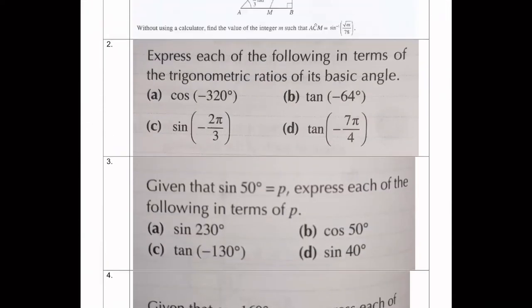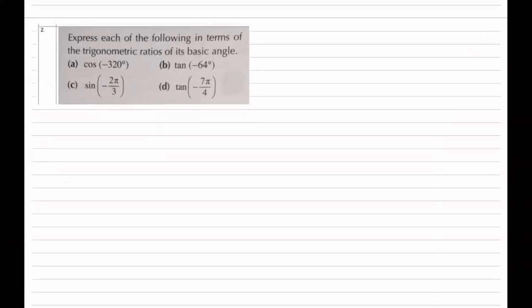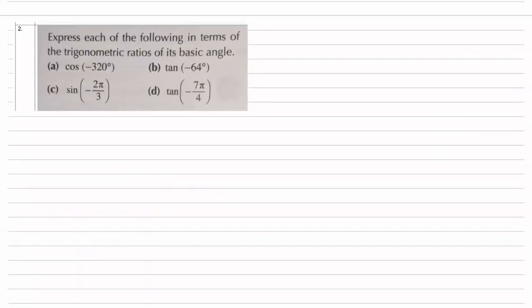Okay, let's try this. Not so much on problem solving, but more of just recalling the rules. So this is question 2. You want to express each of the following in terms of the trigonometric ratios of its basic angle. So basically, it's an exercise on ASTC and basic angle. So what is cosine of negative 320 degrees corresponding alpha?